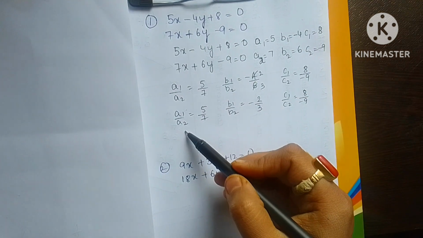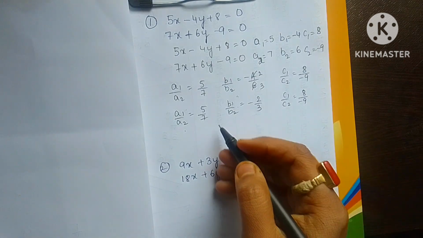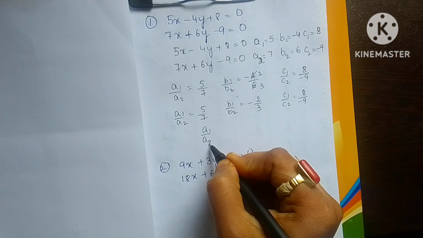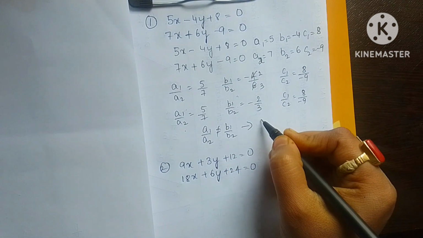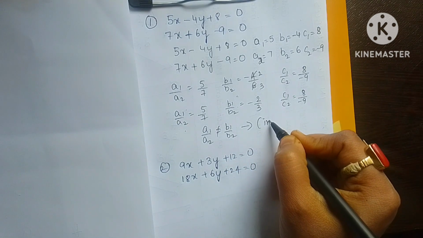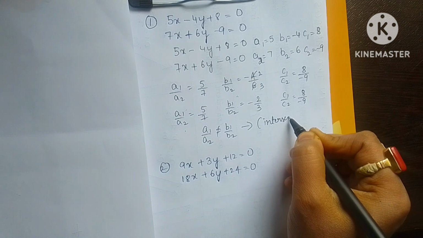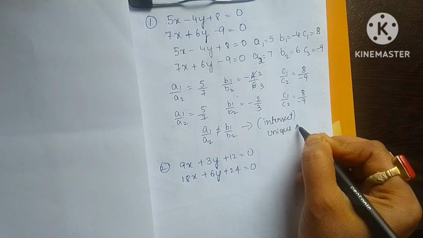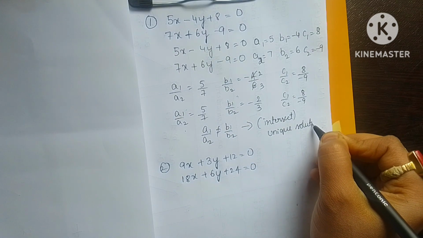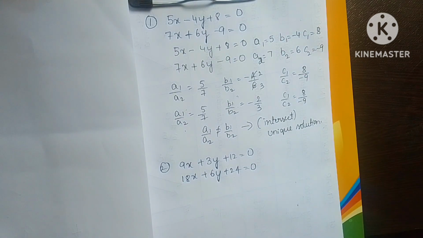Here a1 by a2 is not equal to b1 by b2. Then the solution will be intersecting lines. Intersecting lines, a unique solution will be there. This is the condition for the unique solution and the intersecting lines.